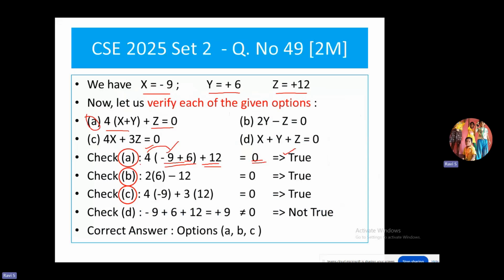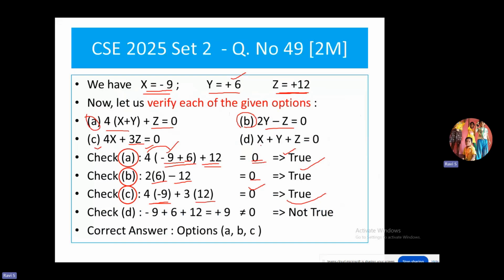The second expression, this is our option B, 2y minus z. So 2 times y means 2 times 6, it is equal to 12. Minus z, we already know the z value is 12. So subtracting 12, it becomes 0. So this expression is also true. The third expression, 4x plus 3z is equal to 0. So 4 times x means 4 times minus 9. It becomes minus 36. And 3 times z means 3 times plus 12, so it is plus 36. So minus 36 plus 36 gives you the value of 0. So this expression is also true.